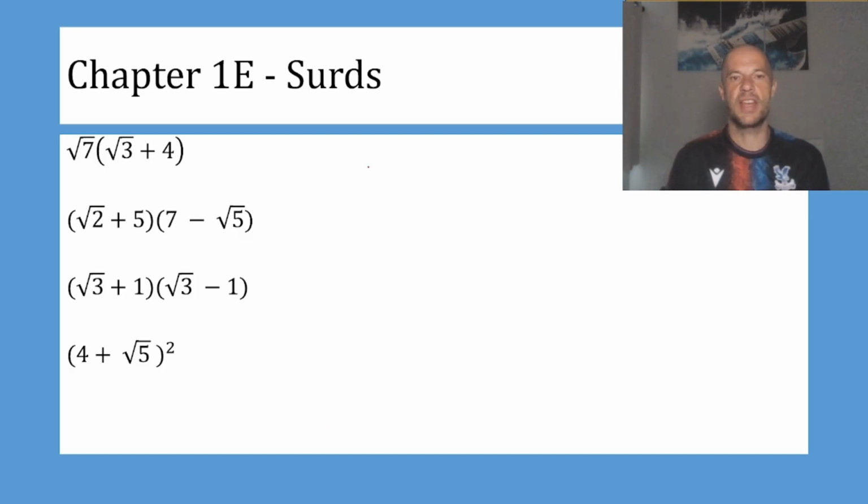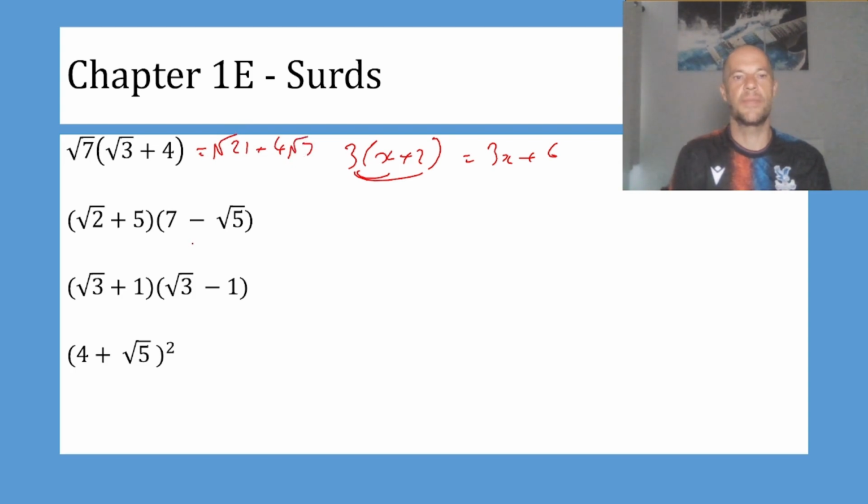Expanding brackets in the same way that hopefully you can do, say, 3 times x plus 2 to get 3x plus 6. There's no reason why you should struggle with this. Root 7 times root 3 is root 21. Root 7 times 4 is 4 root 7.